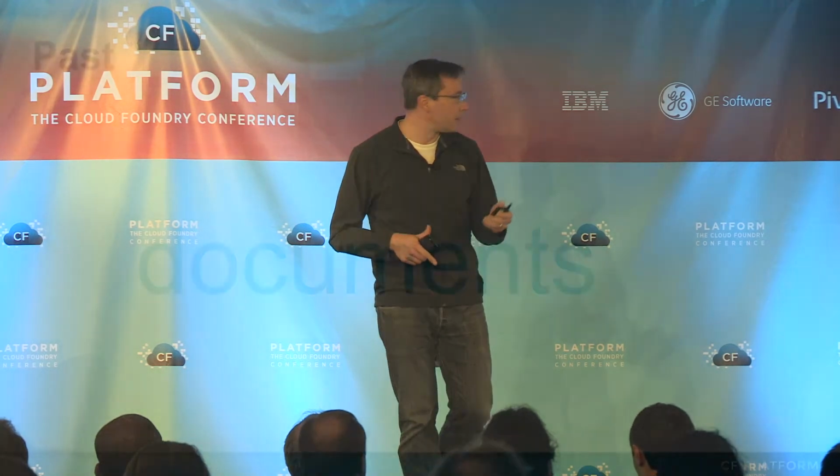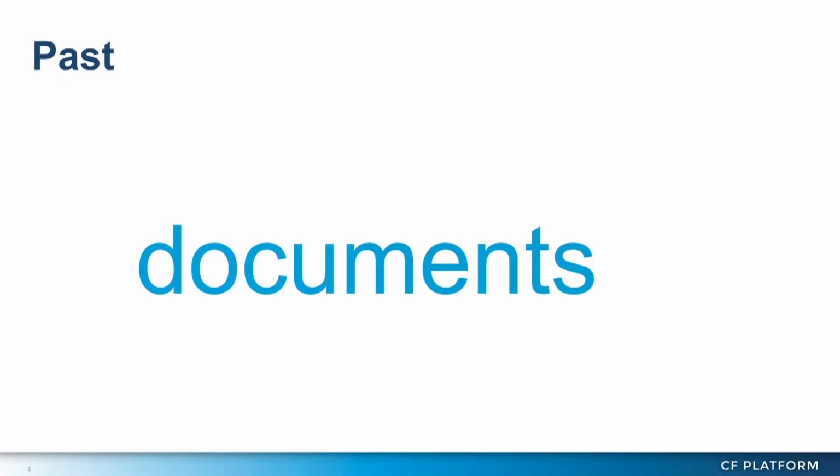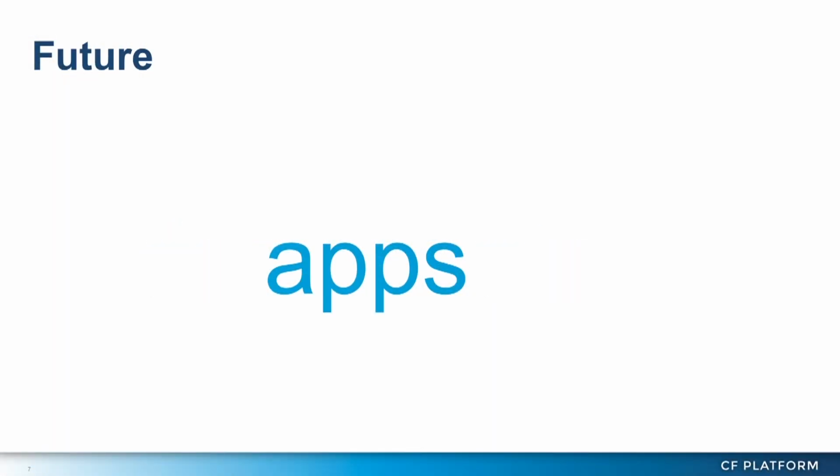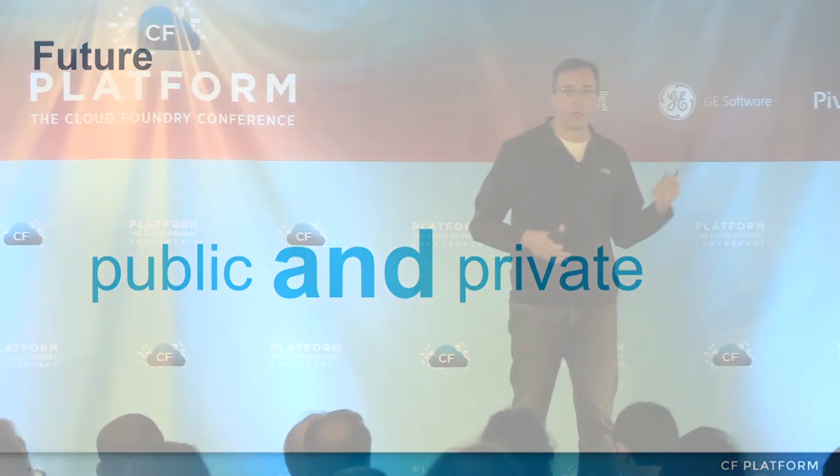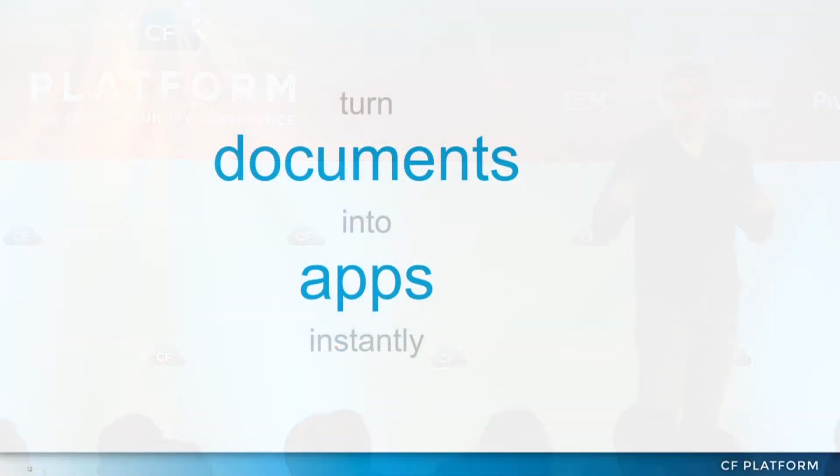That's essentially what STOIC has done, and we're building that on top of Cloud Foundry. So in the past, we had documents. In the future, we have apps, essentially. We need to be able to turn documents into apps. In the past, we had to pick between public deployment or private deployment in your data center. In the future, we go hybrid. And this is pretty much what we are doing. So we turn documents into apps.